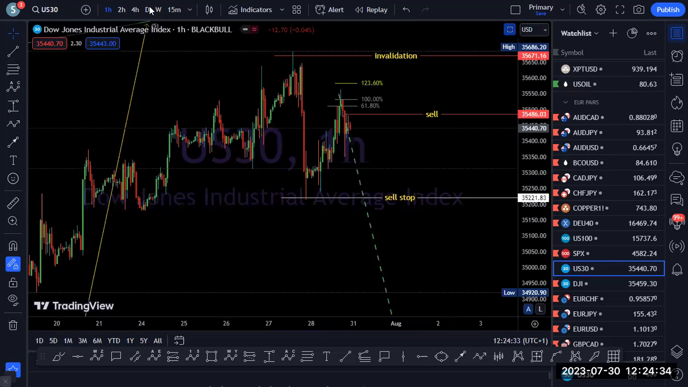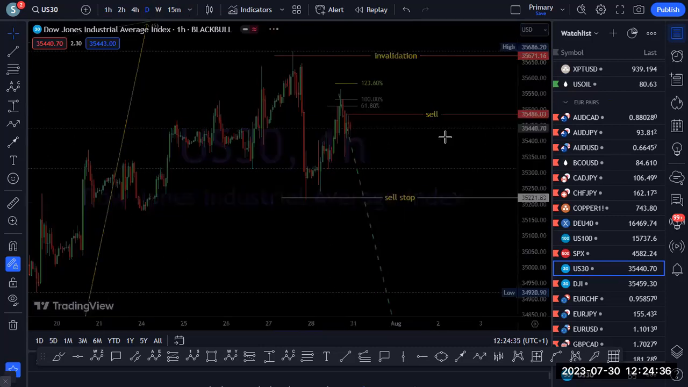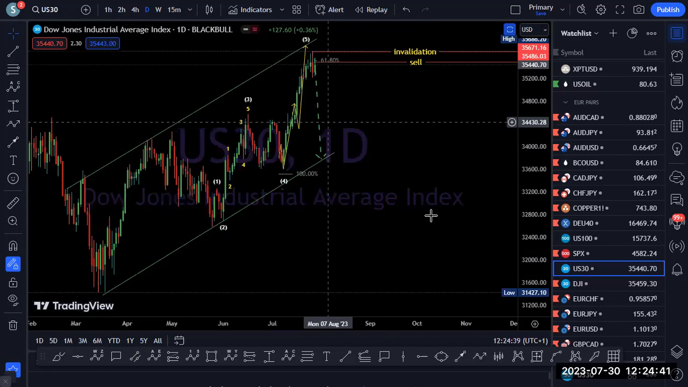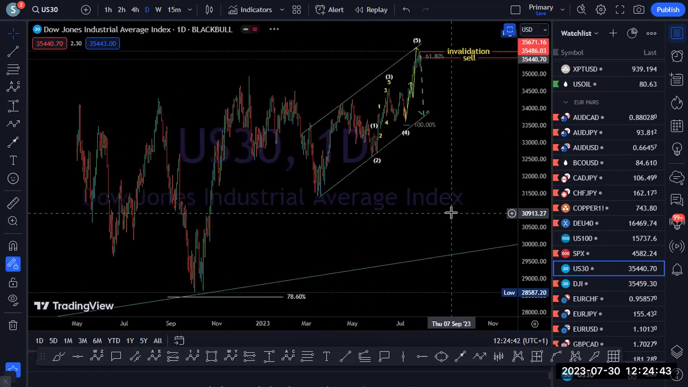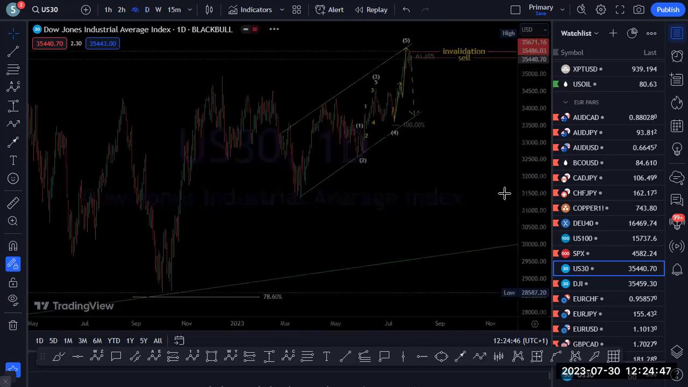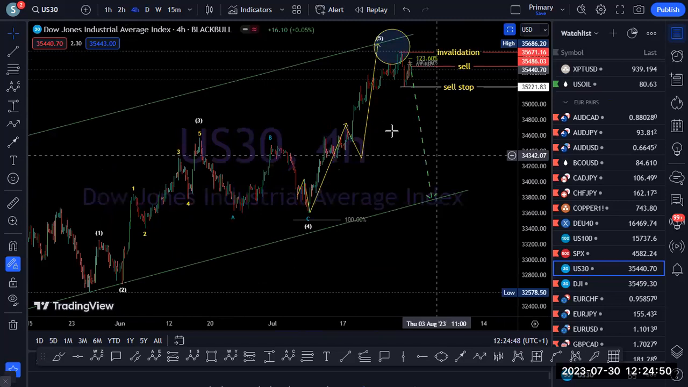Let's check daily. Okay, this is what I'm looking for. This big drop. Where will it start? Where will this big drop start? I don't know. Let's check 4 hours. I know what it will tell us. Okay, this is very nice.